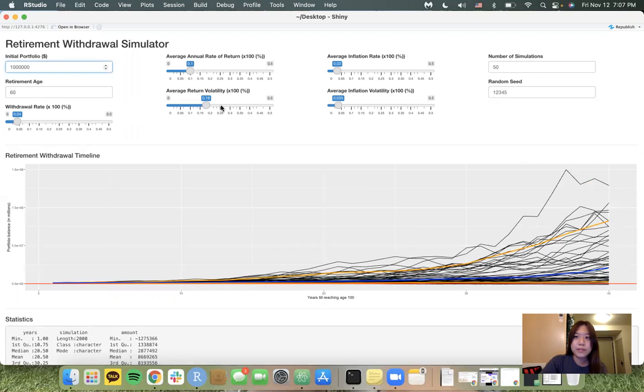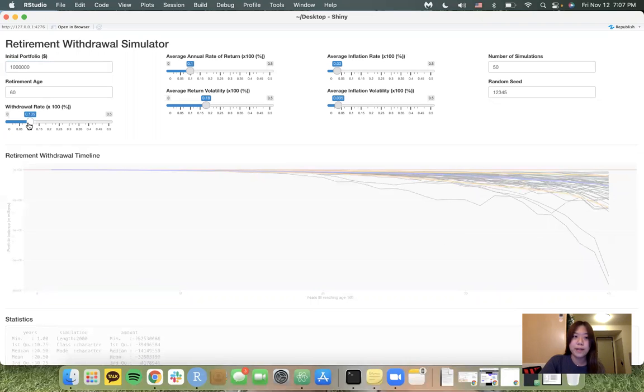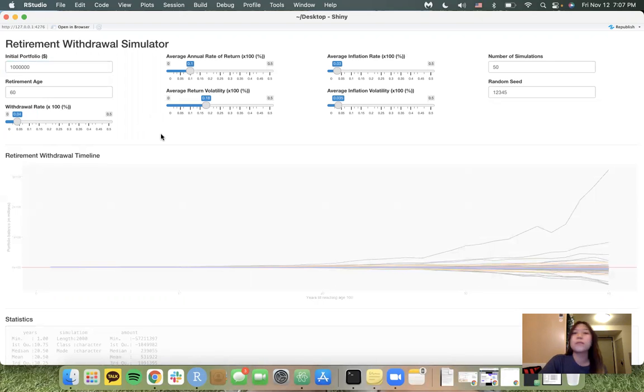And for these different rates right here, you can change the values of them by dragging this circle along the slider bar. So for instance, if we're changing it to 10.5%, this is what our graph would look like, but we will just keep it at a default value of 4%.